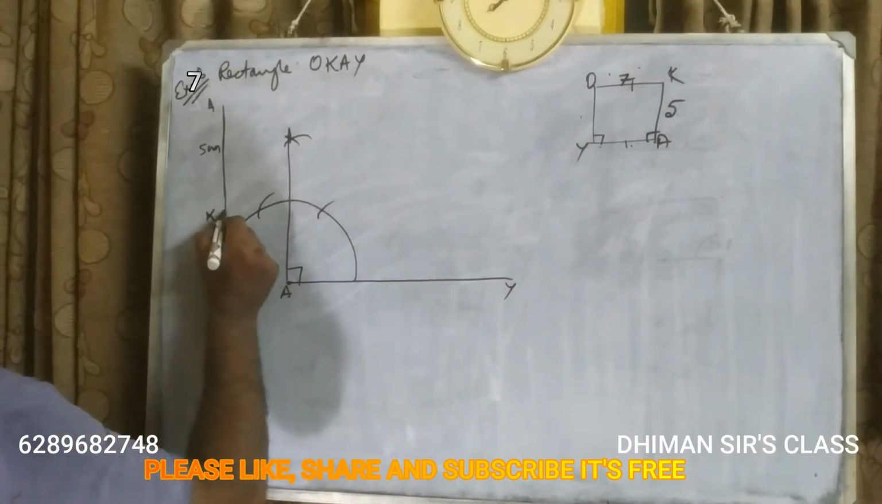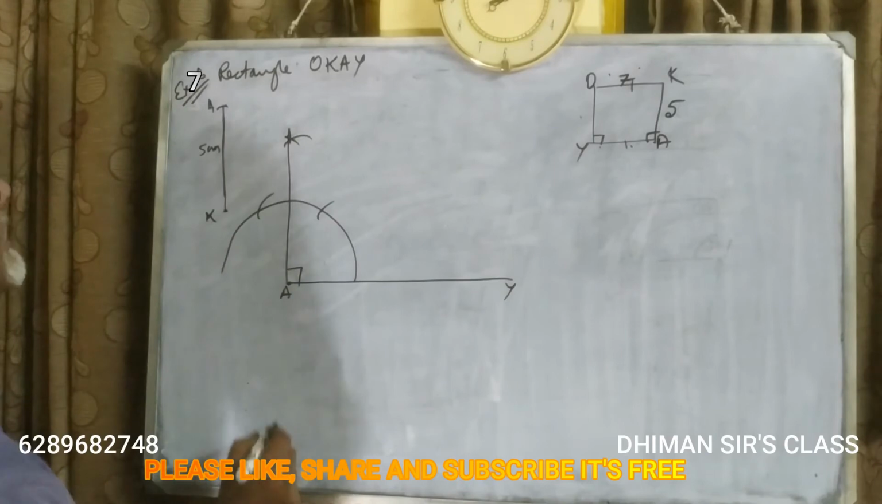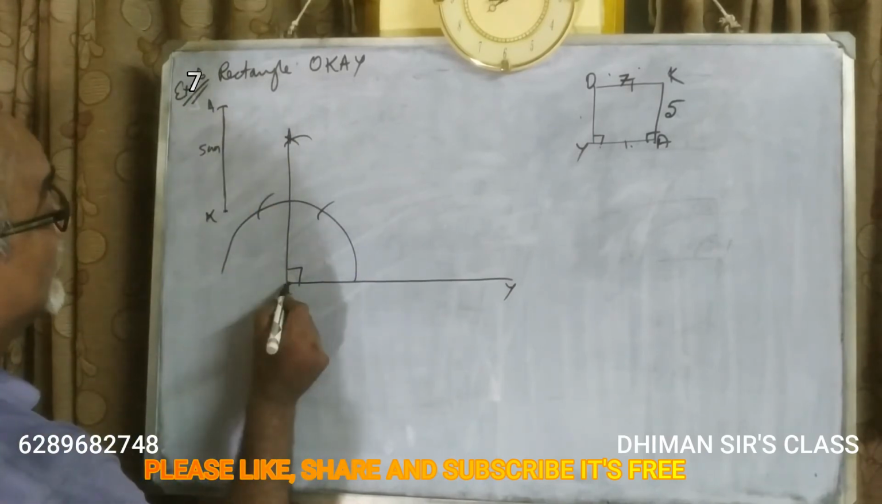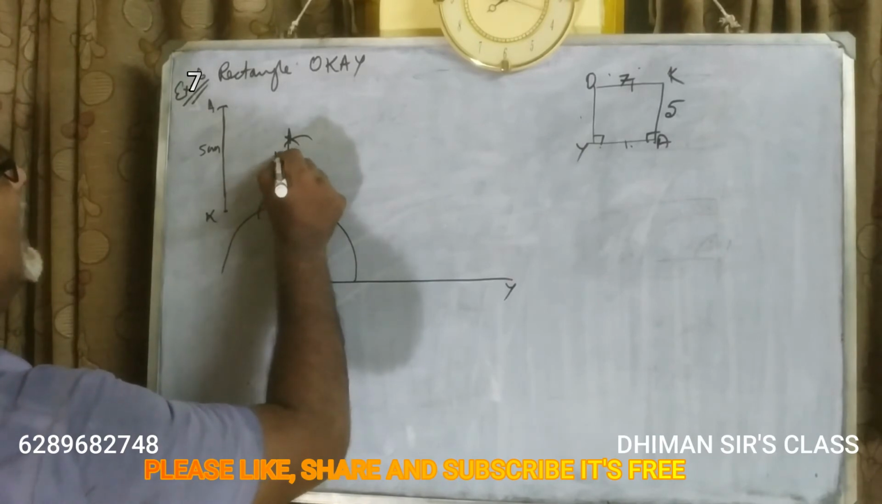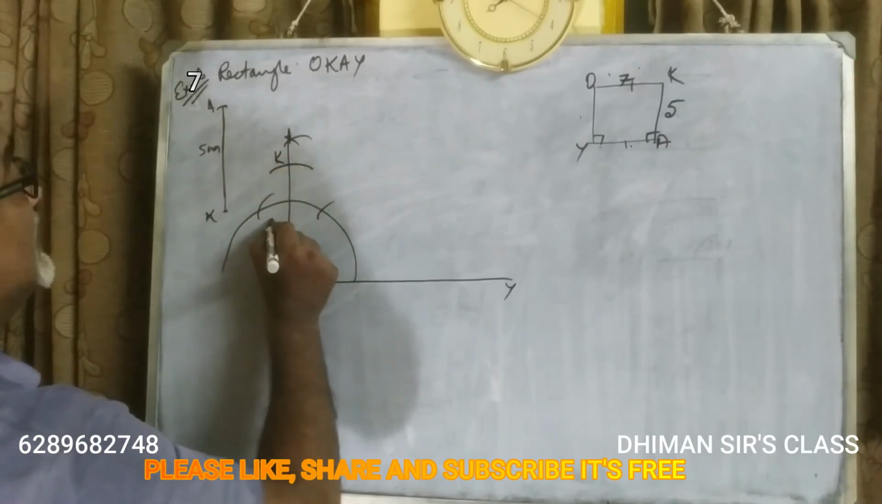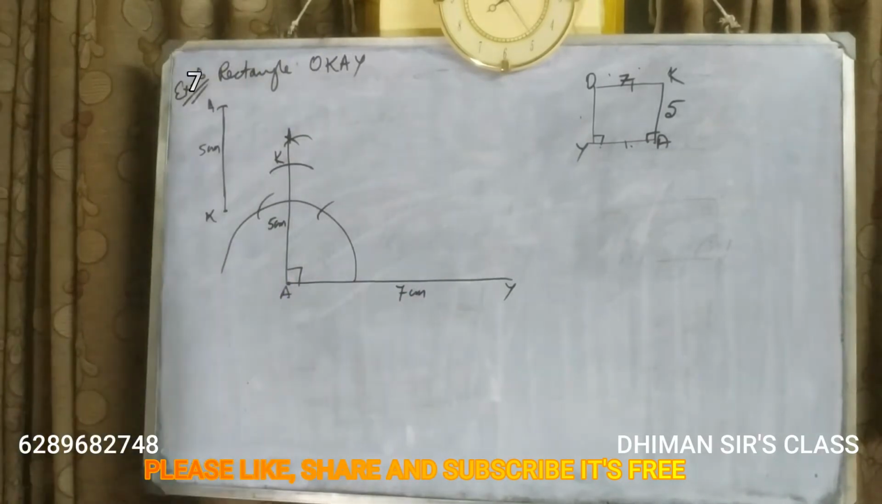Now put the needle here. Draw an arc in order to take this measurement AK. Now with the same measurement, put the needle here and draw an arc like this somewhere. It becomes K and write down 5 centimeter. This is 7 centimeter. Okay.